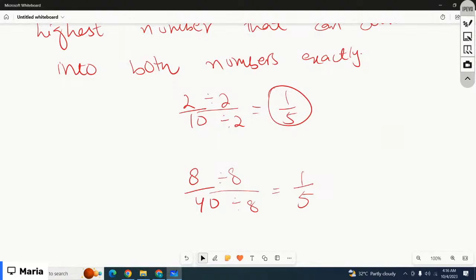Okay, let's just do another example. The other example is 24 over 108, right? Let's just start dividing by 2. 2 times 12 is 24, 2 times 54 is 108. Again, you can divide them by 2. 2 times 6 is 12, 2 times 27 is 54.